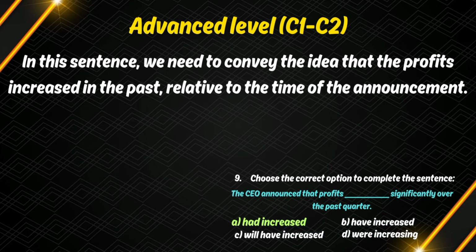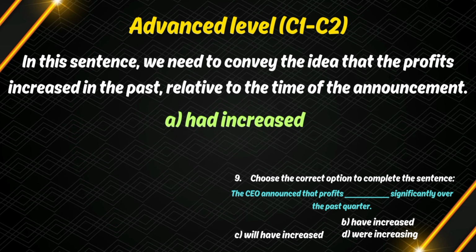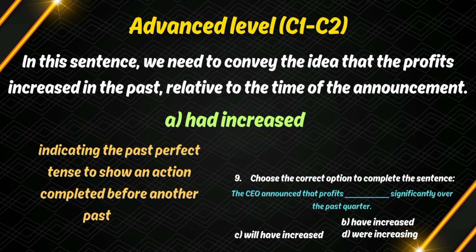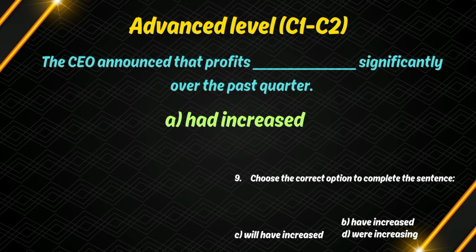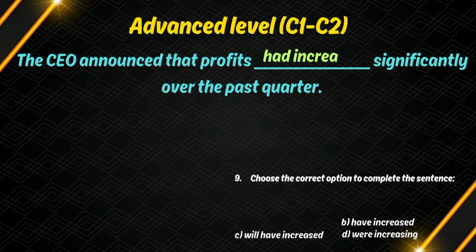In this sentence, we need to convey the idea that the profits increased in the past, relative to the time of the announcement. The correct option is A. Had increased, indicating the past perfect tense to show an action completed before another past action. Therefore, the correct sentence is, the CEO announced that profits had increased significantly over the past quarter.